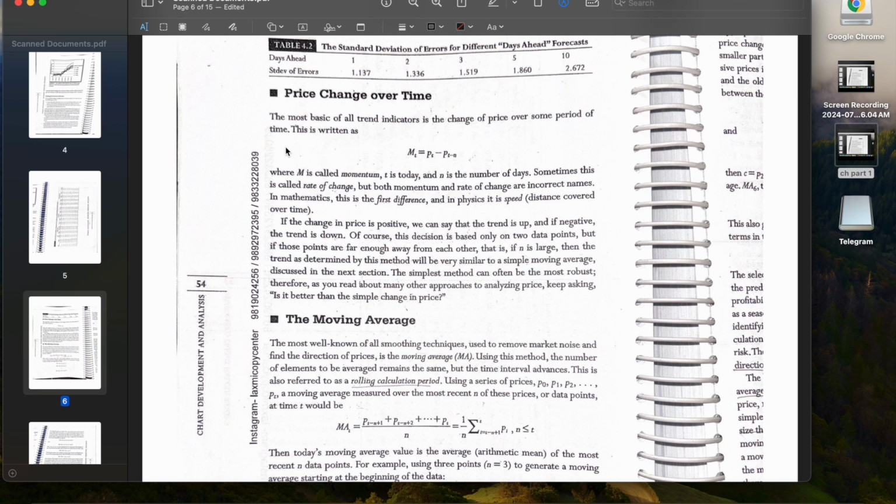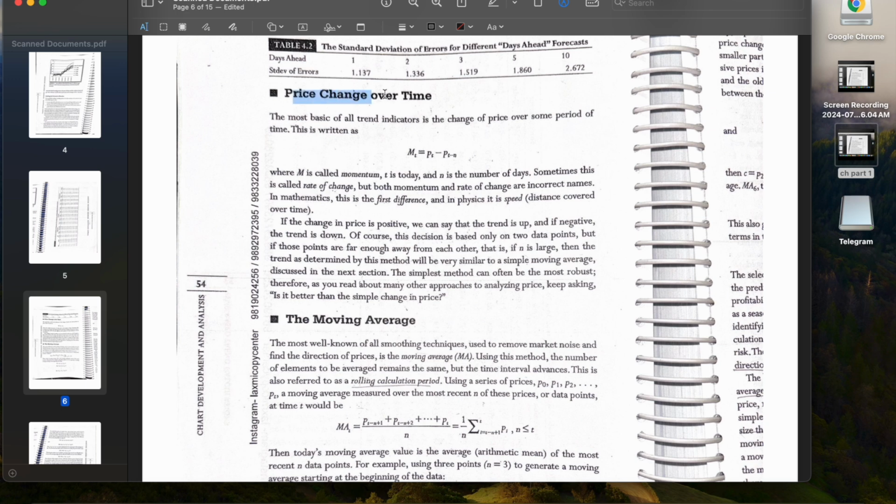If the change in the price is positive, we can say that it is uptrending, and if the change in price is negative, then naturally it is downtrending. Of course, this decision is based on only two data points. So if I compare whether the price today is more than yesterday, then I can say the trend is up. But that doesn't mean that it's the same on all time horizons, right?